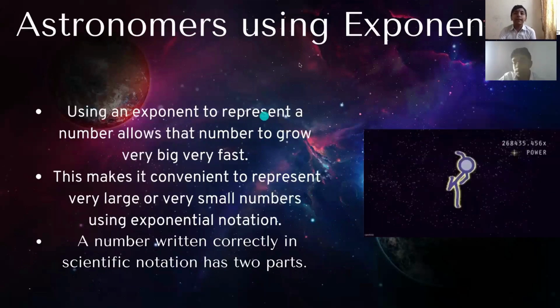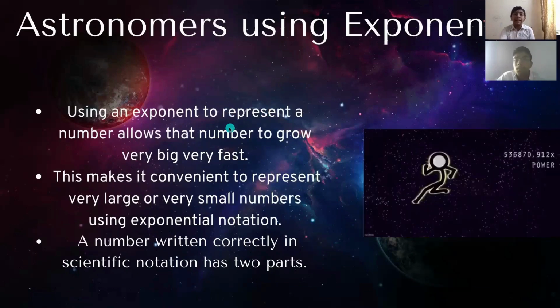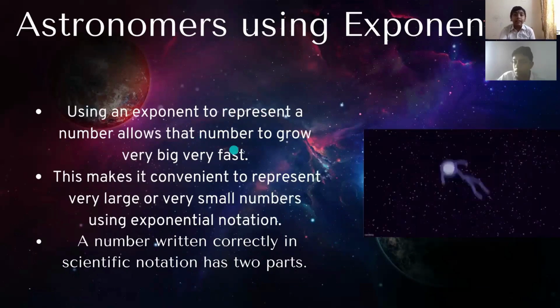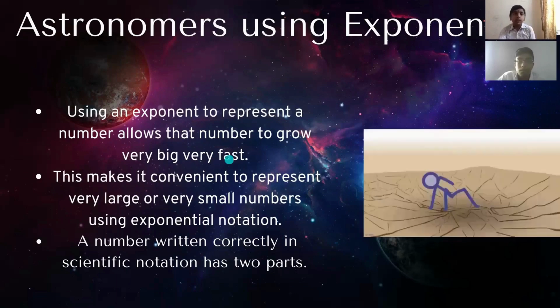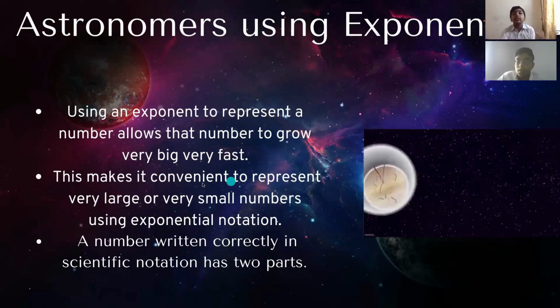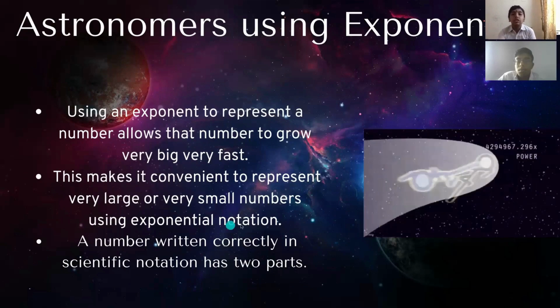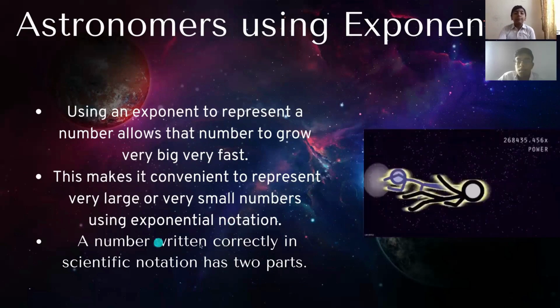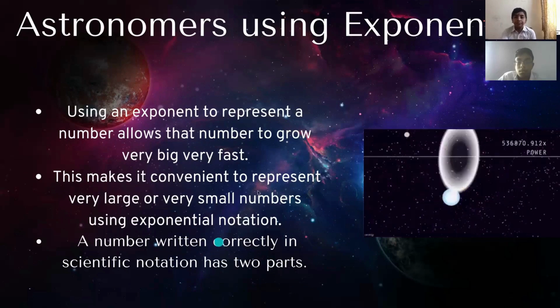Astronomers use exponents. Using an exponent to represent a number allows that number to grow very big or very fast. This makes it convenient to represent very large or very small numbers using exponential notation. A number written correctly in scientific notation has two parts.